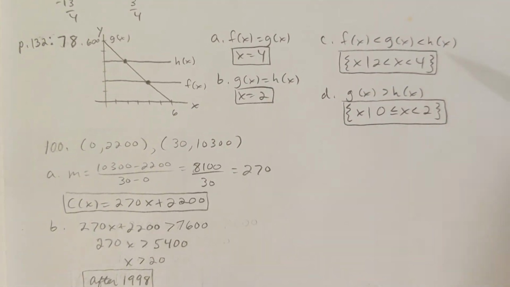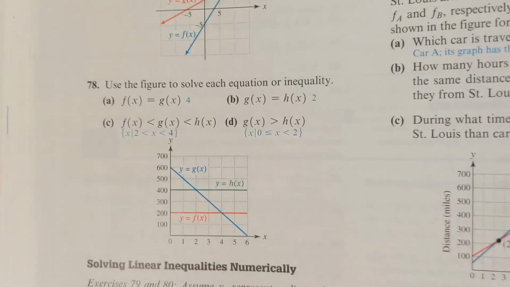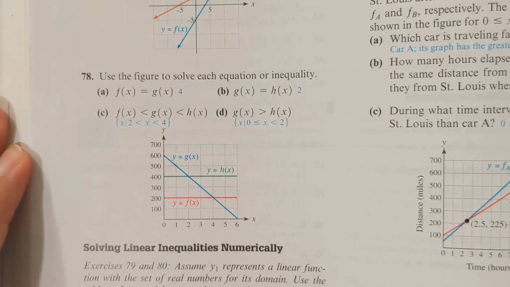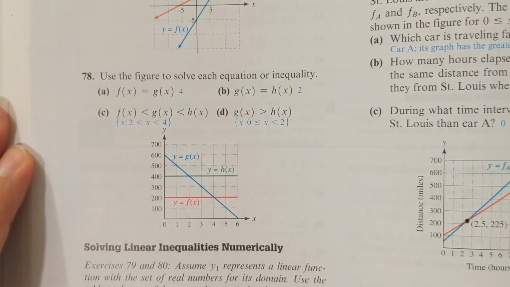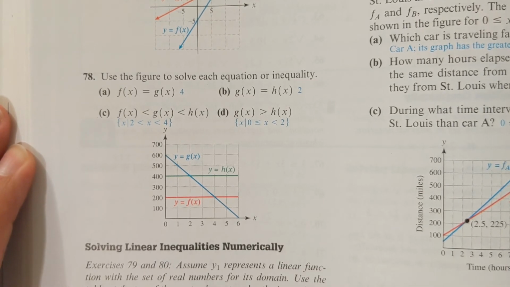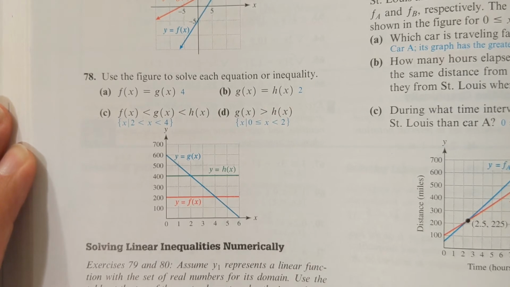Okay, so I've got problem 78 on page 132, which is a good one, I thought. Use the figure to solve each equation or inequality. So we've got 3 lines. One line is at a height of y = 200. Another one is at a height of y = 400. And another is a slanted line going through y = 600 and x = 6.